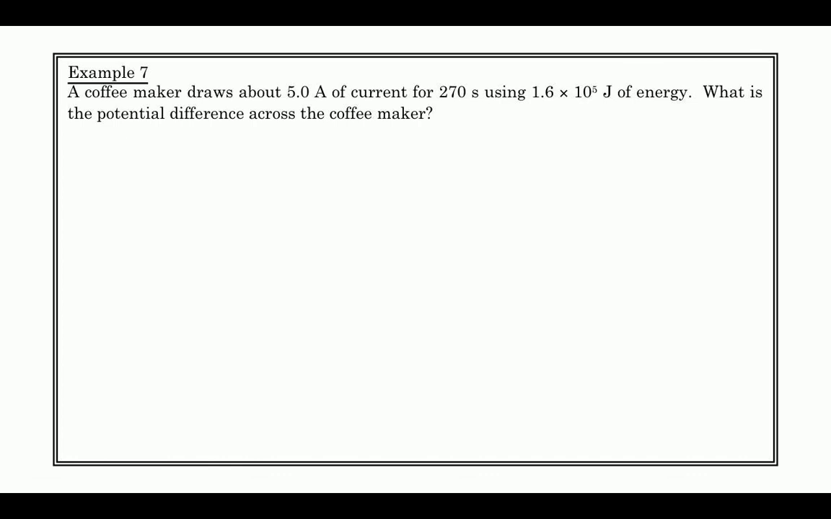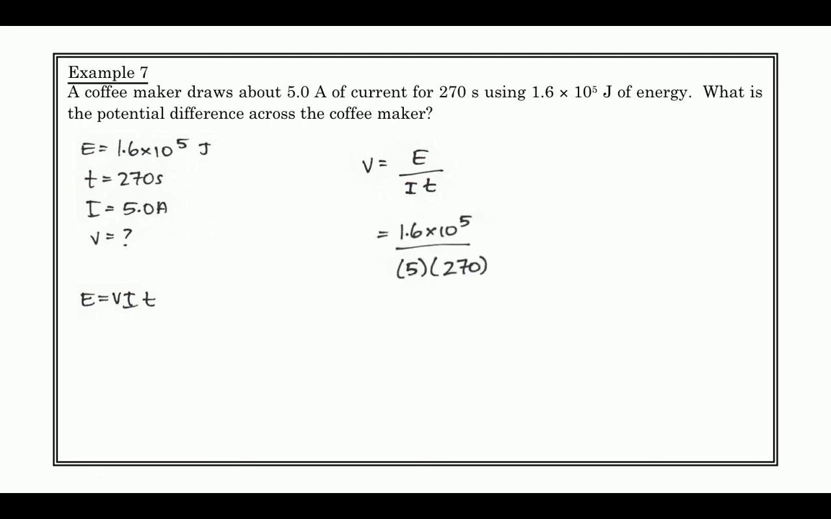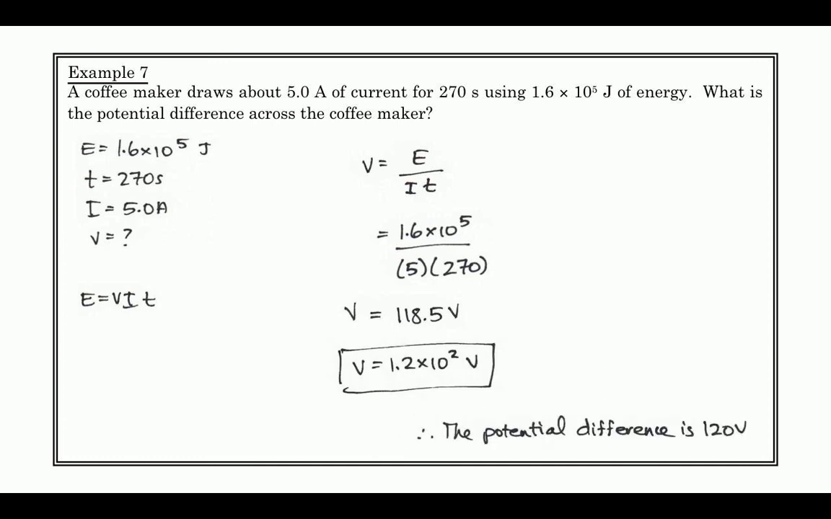A coffee maker draws about 5 amps of current for 270 seconds. It uses about 1.6 times 10 to the 5 joules of energy. What's the potential difference across the coffee maker? Here we can say, okay, I know energy, I know time, I know current, and I want voltage. E equals VIT, so I can certainly find V. Once I make all my substitutions, I find voltage is equal to 118.5 volts. Of course, it's just a simple division here. The potential difference across a coffee maker is about 120 volts.